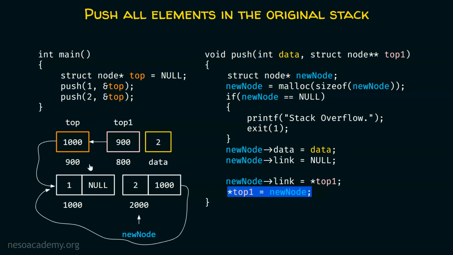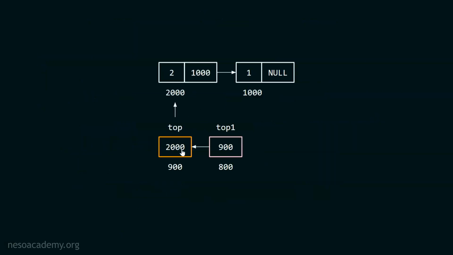Star top 1 gives access to this location, and here we are trying to put the address of this node in this location. Therefore, 1000 will get replaced by 2000, correct? Now this pointer is pointing to this node. So this is the result so obtained. Top pointer is currently pointing to this node, and we know that top 1 pointer is pointing to this top pointer, right? Changes are directly made in the top pointer itself in the main function, right?